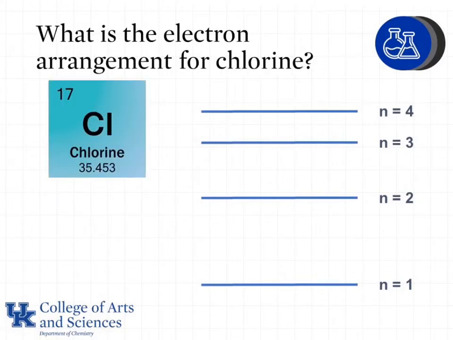Let's look at another example. What is the electron arrangement for chlorine? The first question we need to ask is how many electrons are in a single chlorine atom? We look at the atomic number, which is 17. We're dealing with a neutral species because there's no indication of charge, so we must have 17 electrons. We start by putting electrons in the lowest energy level first. And we're going to put 2 electrons in the n equals 1 level. We will have 8 electrons in the n equals 2 level. And the remaining 7 will go in the n equals 3 level.